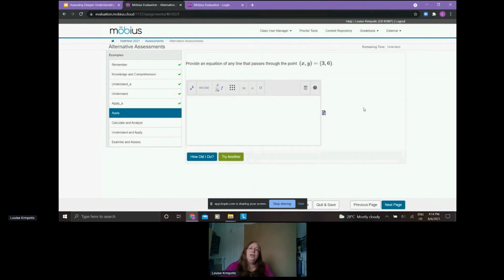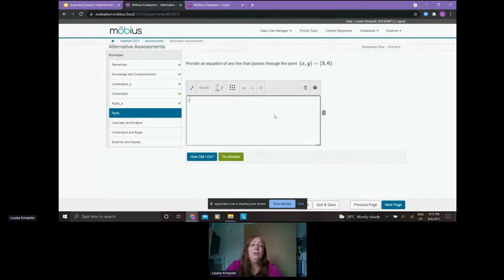Provide an equation of any line that passes through this point. So now the student isn't given a slope. They aren't given the slope point. They aren't given two points where they can calculate the slope. So they have to understand that in this case, because they're being asked for any line, it doesn't matter what that slope is. And so what they need to enter here is a linear function that goes through this point.